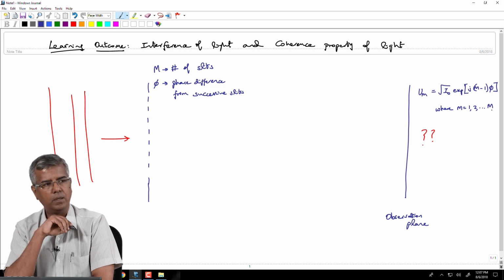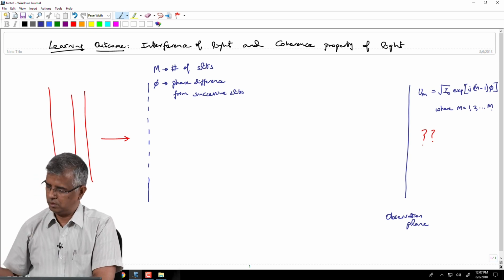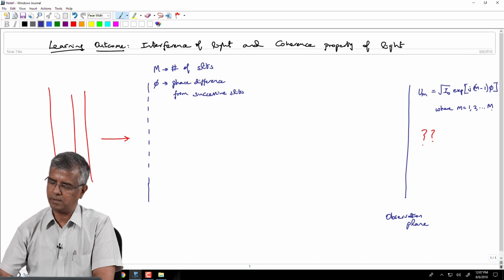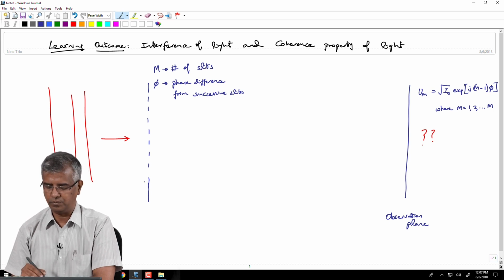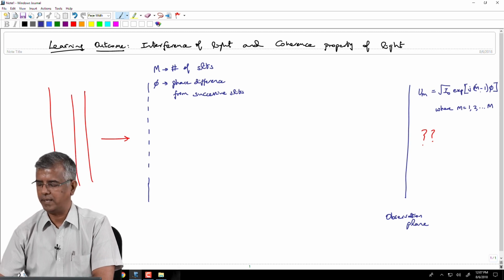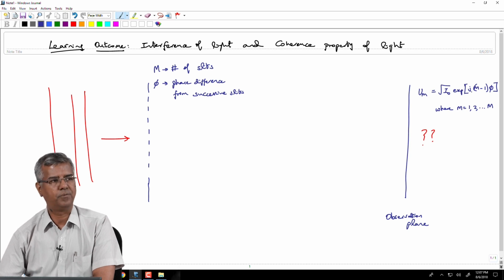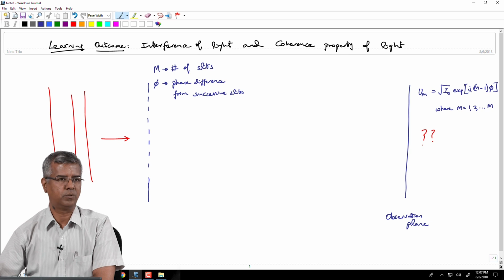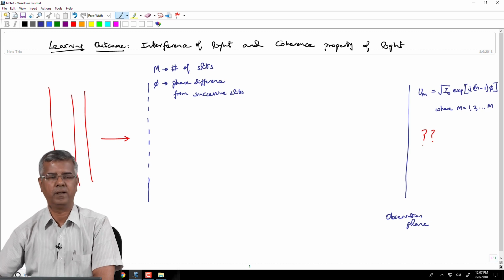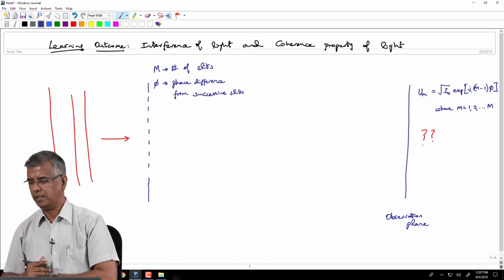Okay, so what we are saying is that if you take one of these slits as the reference that has, let's say, a phase of 0, then the next one would have accumulated a phase of phi. The next wavelet would have accumulated a phase of 2 phi, and so on, right?